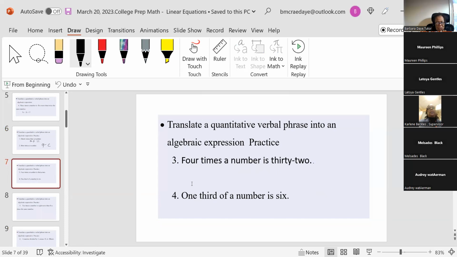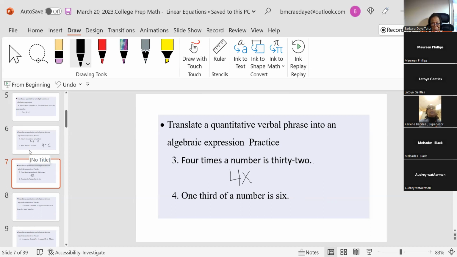4 times a number is 32. Tell me what to write. 4. Okay, Maureen said 4, times what? 4 times the number. I can say X. Okay, your number is X, right? Yes, it's simpler when you just put them side by side. We could have said 4 dot X, but side by side, it's multiplication. So I got 4 times the number, 4X. What do I write next?